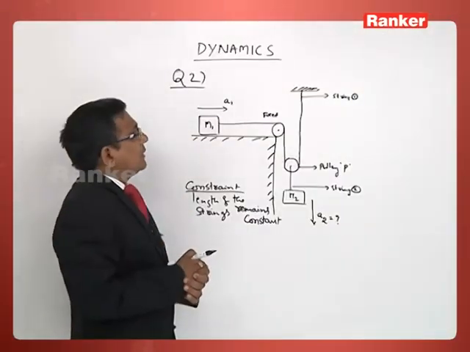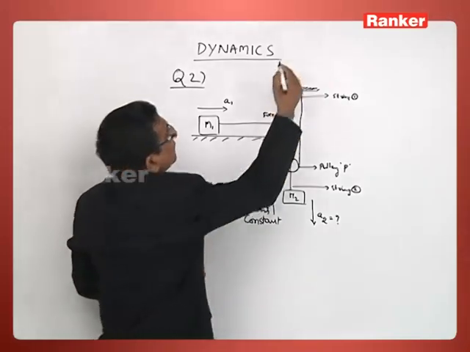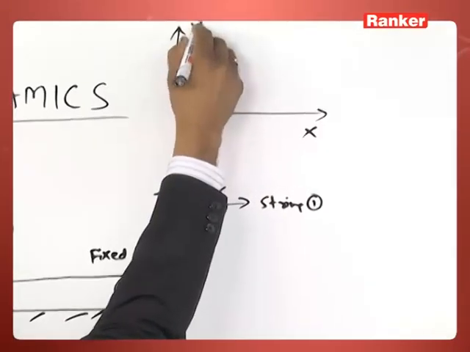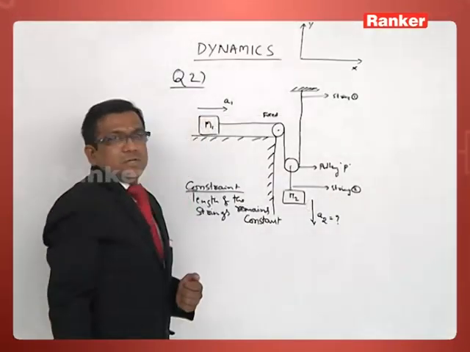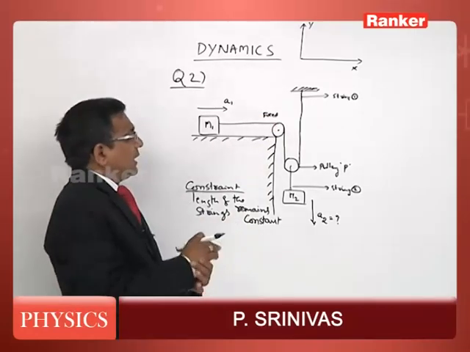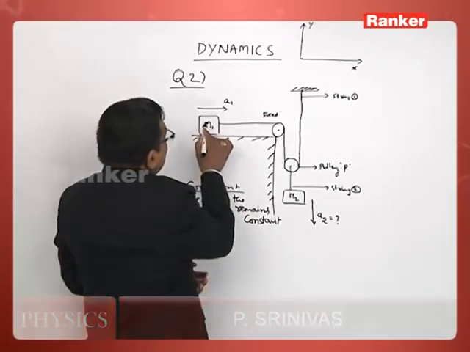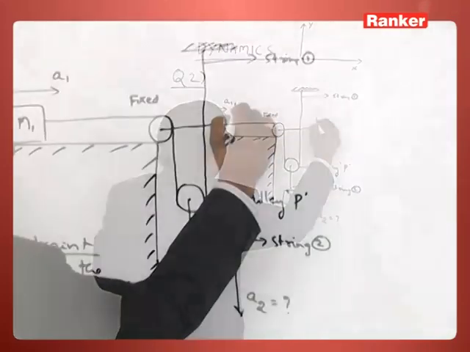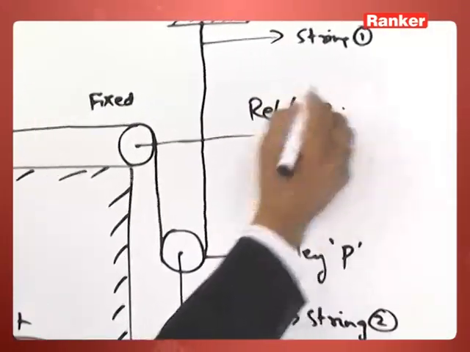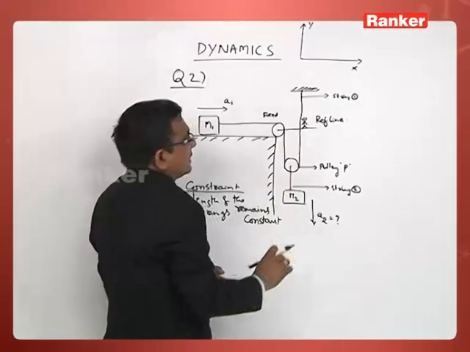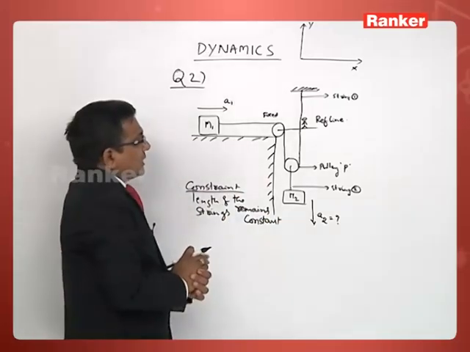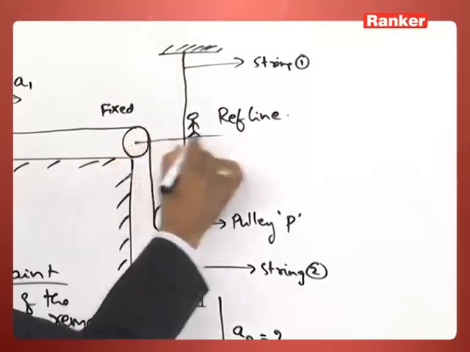Now how do you find the length of the strings? To find the length of the strings, let us follow a diagram like this. All distances in the horizontal direction I denote with x, and all distances in the vertical direction I denote with y. Now take a reference line, and say an observer is standing at the reference line. Because this length is fixed, it will not change even when the bodies are moving. Therefore I take this as the reference line.